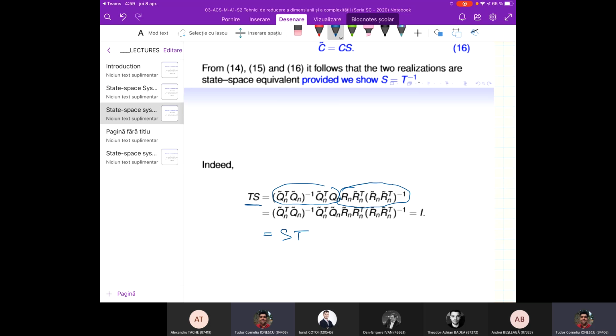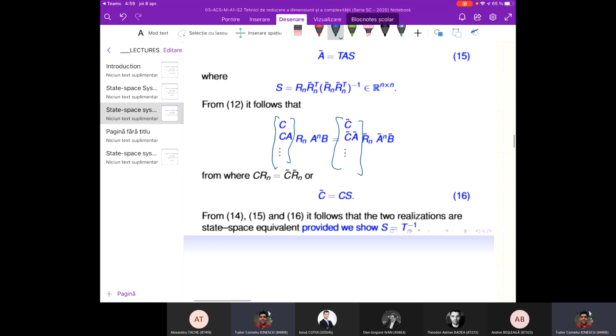I'm not exactly sure why this is written twice here. I think it was supposed to be the other way around. We should also have ST. Okay. So indeed, they are one and the same.